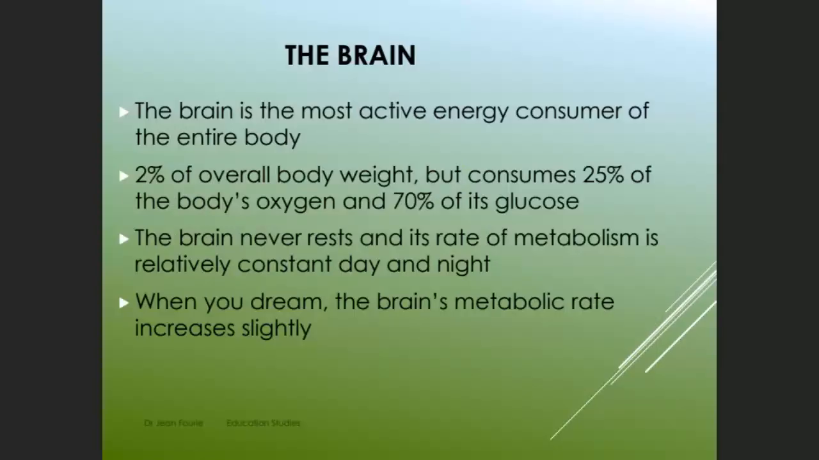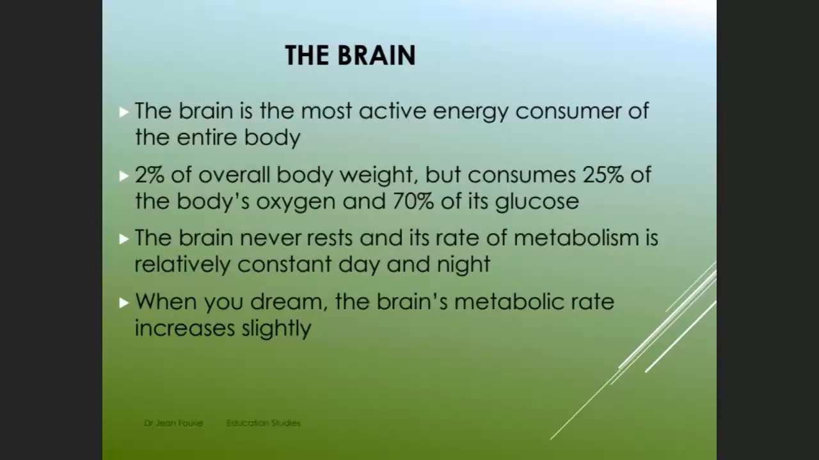The brain is the most active energy consumer of the entire body. About 2% of our overall body weight is the brain, and it consumes 25% of the body's oxygen and about 70% of the glucose that is in our bodies. So we need lots of food in order to keep our brain functioning.